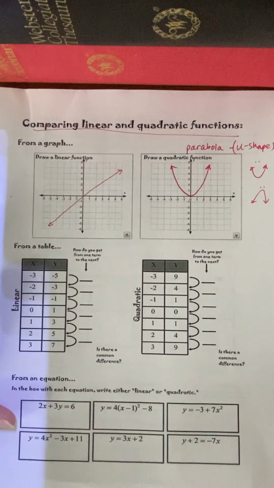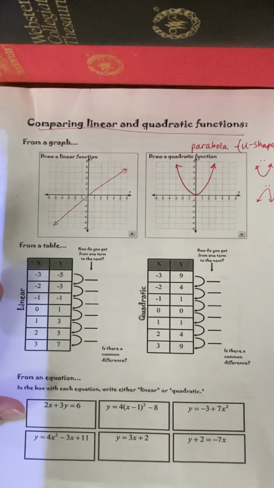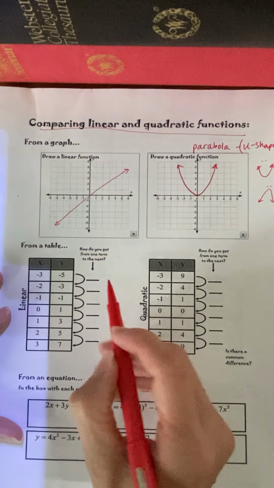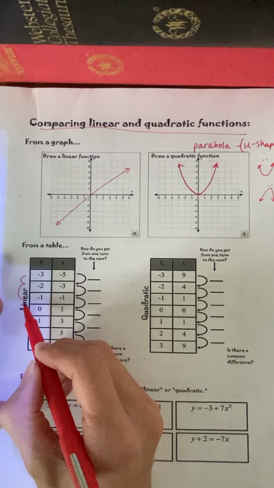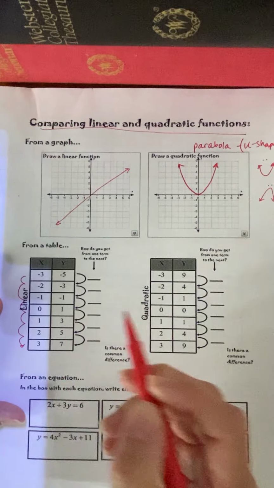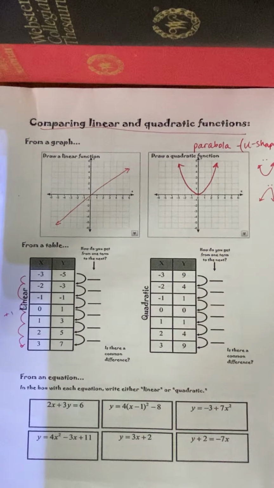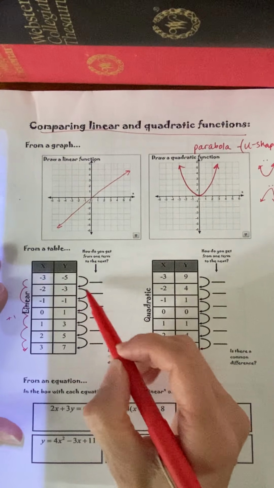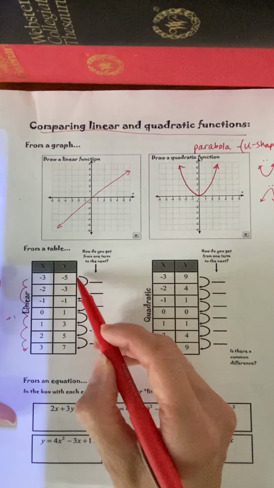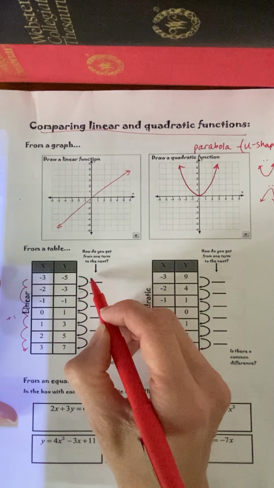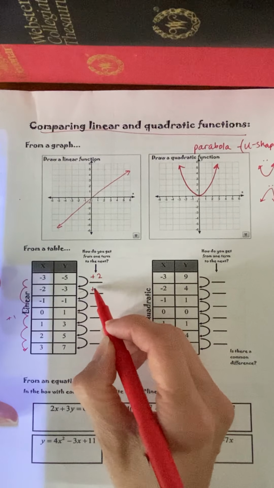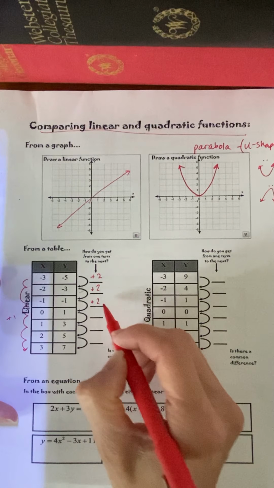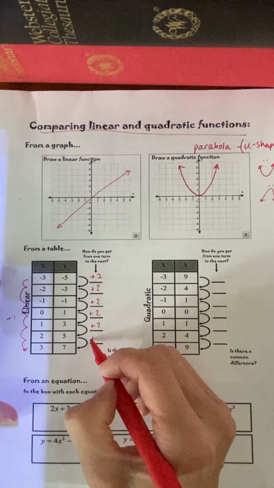From a table, remember what we're looking for in a quadratic function. Well, let's go linear first just so you can see the comparison. So remember, you always have to look at your x's first to make sure they're all going up by the same amount. They're all going up by +1, so that's cool. So then I look at my y's and I see, okay, how do I get from one y to the next? How do I get from -5 to -3? Well, I add 2. And then -3 to -1. Add 2 again. And then 2, and then 2, and then 2, and then 2.